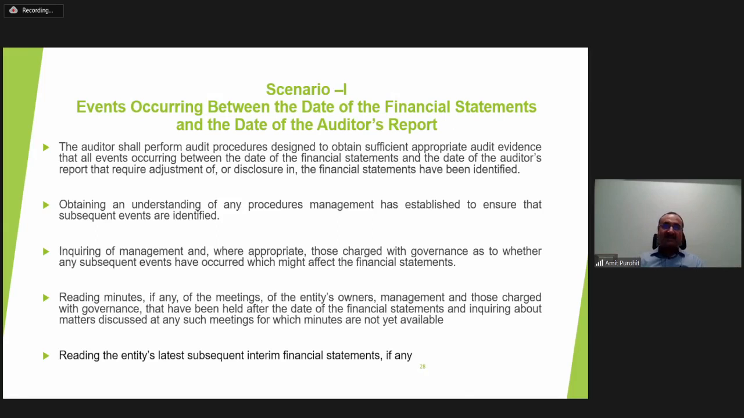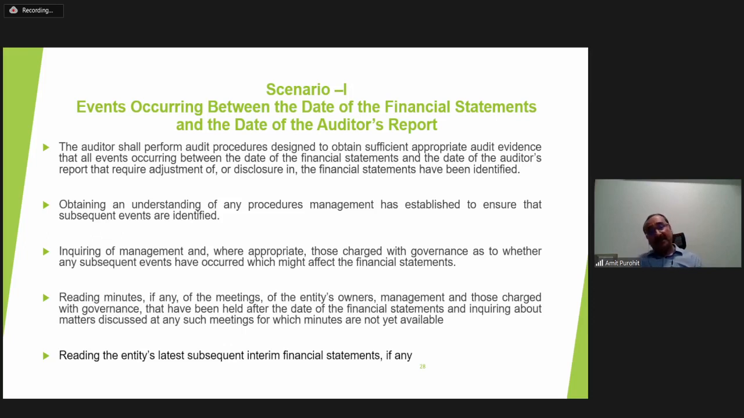Events occurring between the date of the financial statements and the date of the auditor's report. In this scenario, the auditor shall perform audit procedures designed to obtain sufficient appropriate audit evidence that all events occurring between the date of the financial statements and the date of the auditor's report that require adjustment or disclosure in the financial statements have been identified. The auditor will obtain an understanding of any procedure management has established to ensure that subsequent events are identified, inquiring of the management or those charged with governance whether any subsequent events have occurred which might affect the financial statements. So he will have to take the understanding from the management about the processes which the management have designed to ensure that they come to know about the subsequent events.